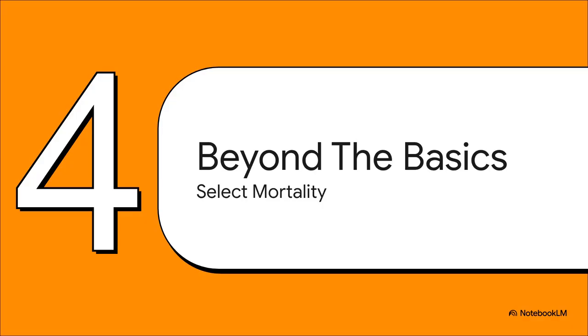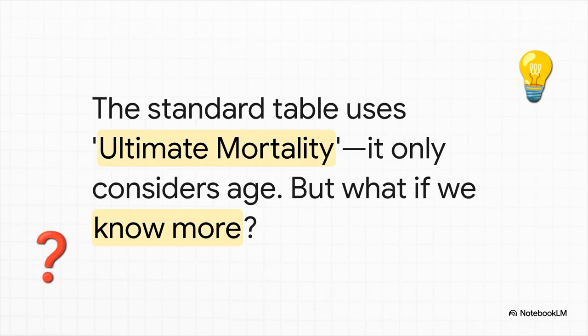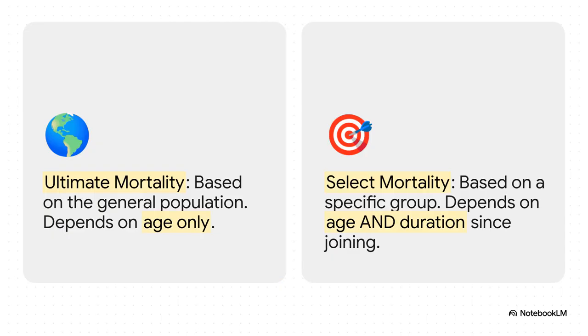Now, the table we've been looking at is a fantastic starting point, but of course, real life is always more complicated. So actuaries have to adapt this tool to account for specific groups of people and any new information they have. That standard table we saw uses what's called ultimate mortality. That's a fancy way of saying the only thing it cares about is your age. But what if you know more? What if you're looking at a group of people who just passed a full medical exam to get life insurance? You'd expect them to be healthier than average, right? And that is exactly where select mortality comes into play.